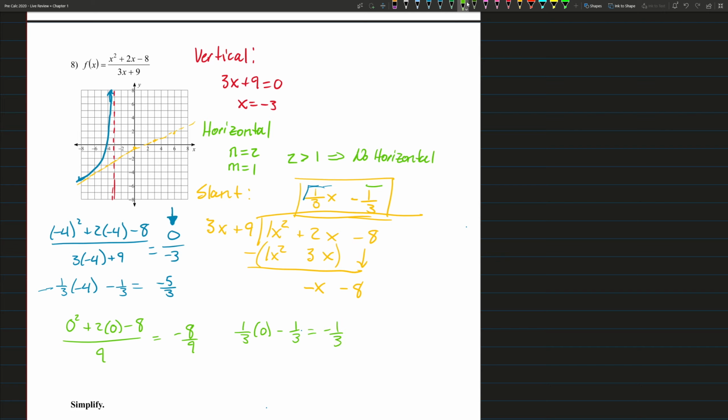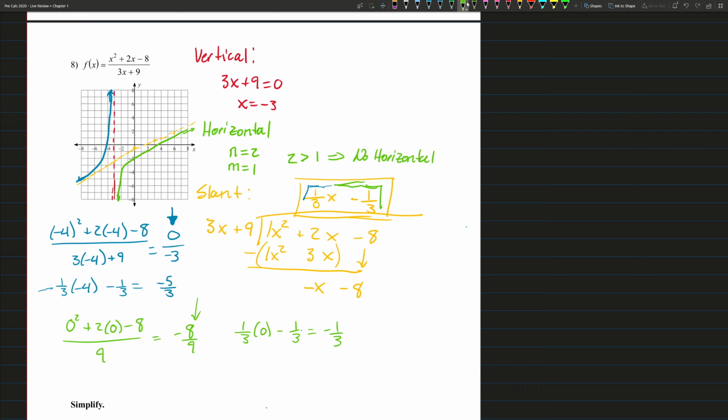So that's from this guy up here. We're checking to see if our slant is above or below this value here. So negative 8/9 is less than negative 1/3, so it's below. So our graph is going to be looking like that. Okay, and then once you do that, you're done. You test to the left and to the right, and you have a slant. So that works.